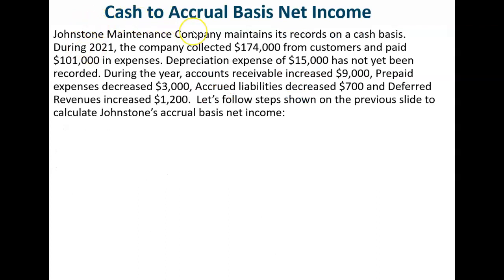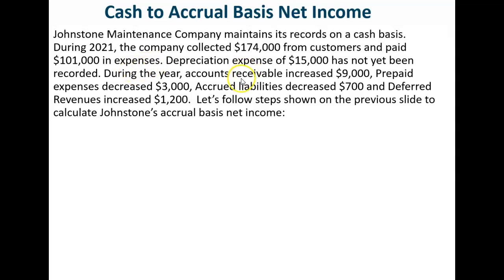Johnstone Maintenance Company maintains its records on the cash basis. During 2021, the company collected $174,000 from its customers and paid $101,000 in expenses. Depreciation expense of $15,000 has not yet been recorded.